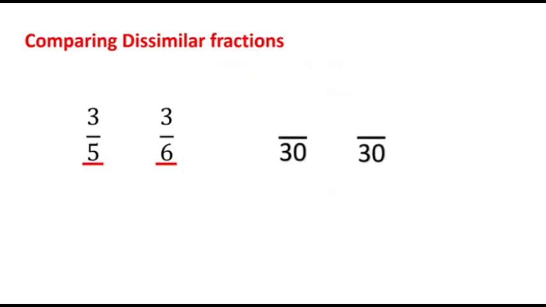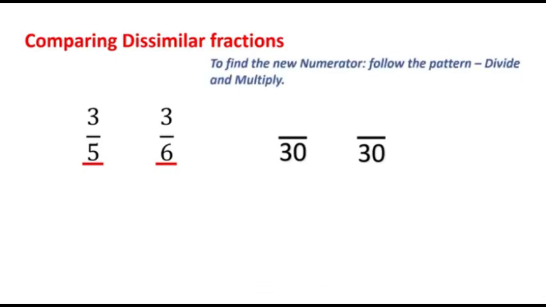So now that we know our LCD for 3/5 and 3/6, we can now proceed with the next step, and that's to find the new numerator. To do so, there is a pattern that we need to follow. Divide and multiply. Divide the new denominator by the old denominator and then multiply it by the old numerator.